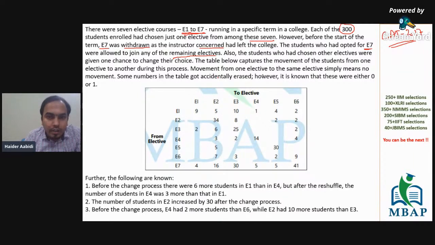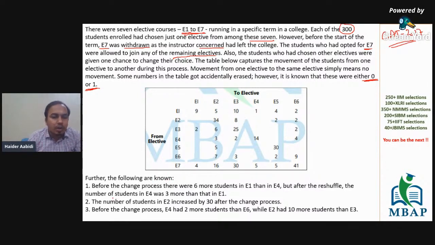Some numbers in the table got accidentally erased. However, it is known that these were either 0 or 1. So wherever you have a missing number, it is going to take either 0 or 1. Further, the following is known to us.